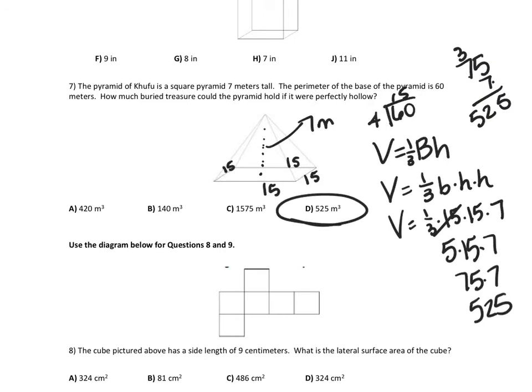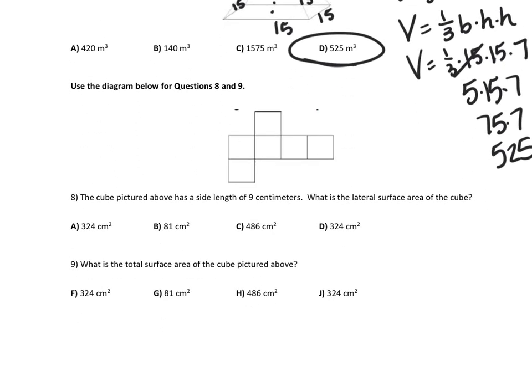Okay, number 8, it says use this diagram below for 8 and 9. So it says the cube picture below has a side length of 9 centimeters. So I'm going to fill that out right there. What is the lateral surface area? Okay, they don't specify a base, but on a cube, all the sides are the same, right? So all we need to do is say, okay, there's 2 bases on a prism, so we take out 2. So I'm going to mark out 2. It doesn't matter which 2, honestly, on a cube.